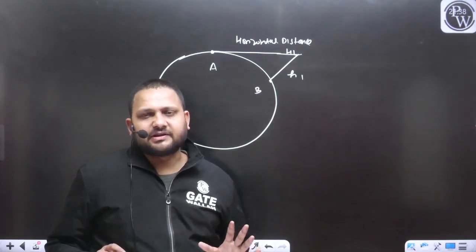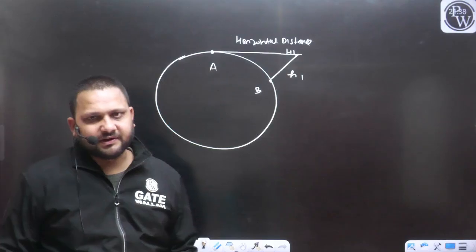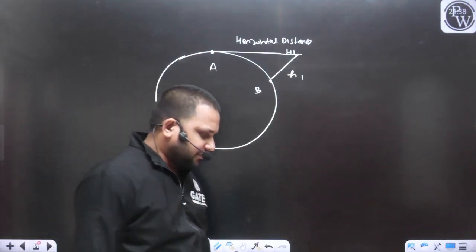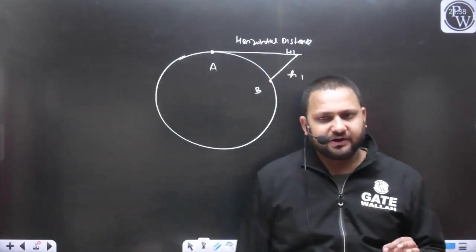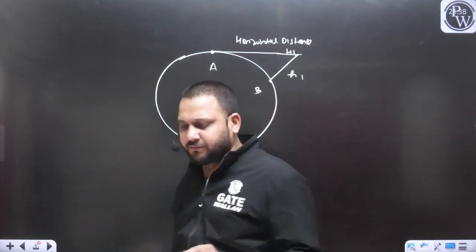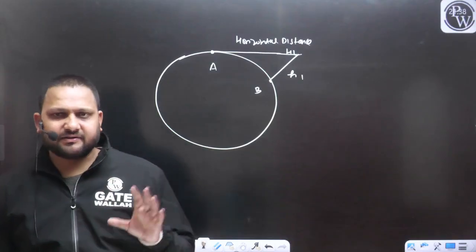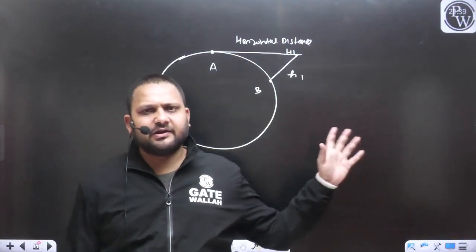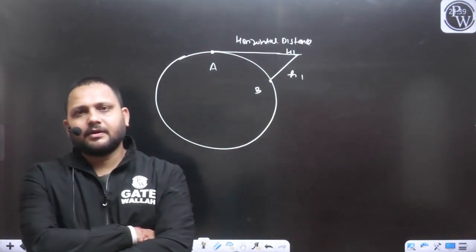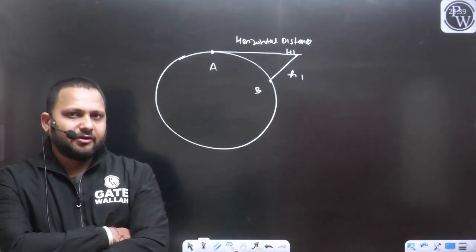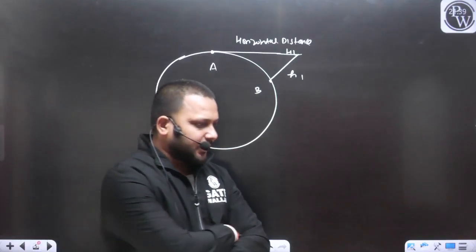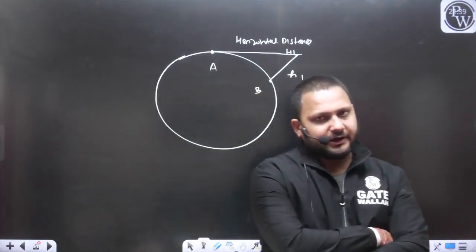So our objective is to find out what will be the horizontal distance if our observer is at a certain height, let's say h1, h2, or any height. From any particular height, what will be the distance of the visible horizon that we want to calculate?